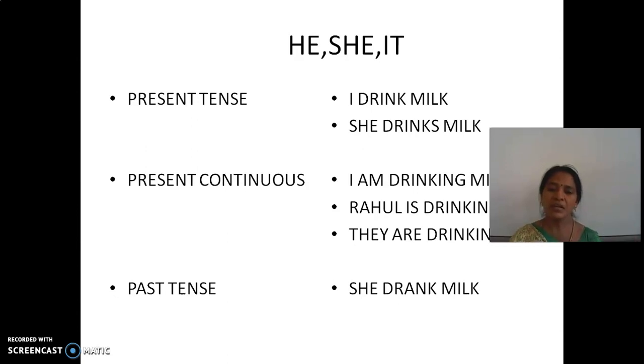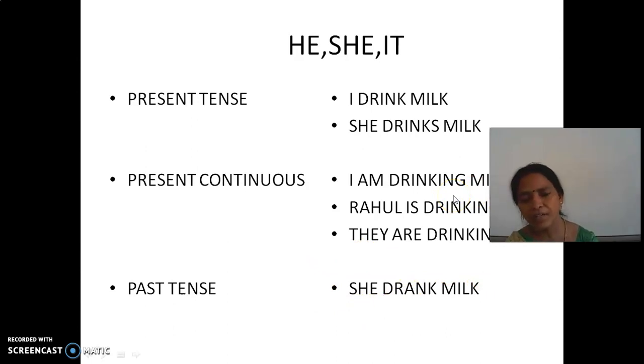Okay, children? Right. Now, am, is, are are the helping verbs. They is a plural form, drinking. Rahul is drinking. I am drinking. I just wanted to show the different 3 helping verbs in the continuous tense. Coming down to the past tense, what is this past tense, children? Drink is converted to drank. It changed its form into drank. Drink, drank, then third form, drunk. So she drank milk.